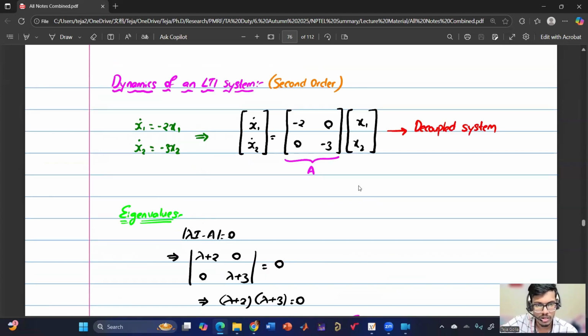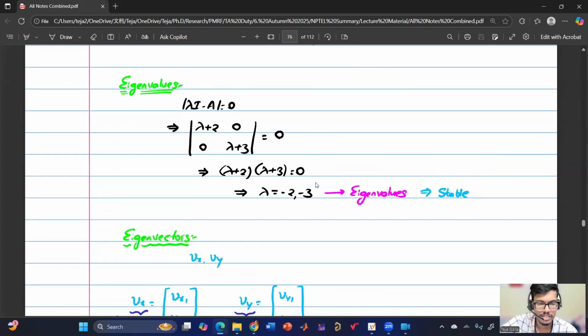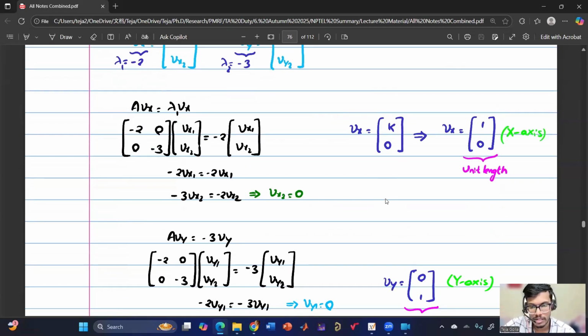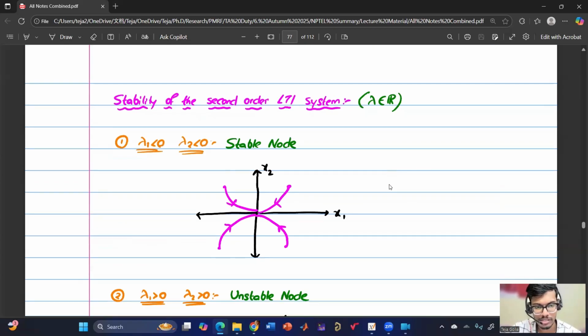Then we moved on to the second order system, first decoupled system, and we have seen how to calculate the eigenvalues. Based on these eigenvalues, how can we comment about the stability? So we have also discussed eigenvectors, how to calculate the eigenvectors. And then I have discussed a few cases of the second order system.